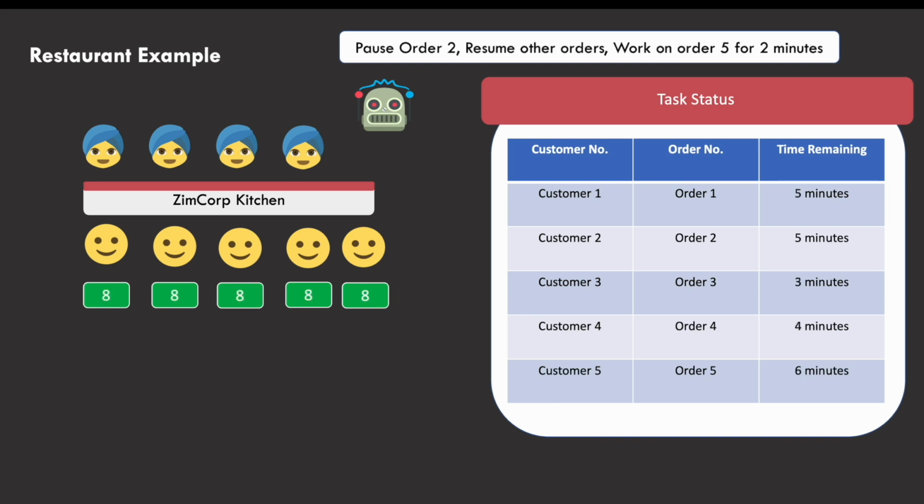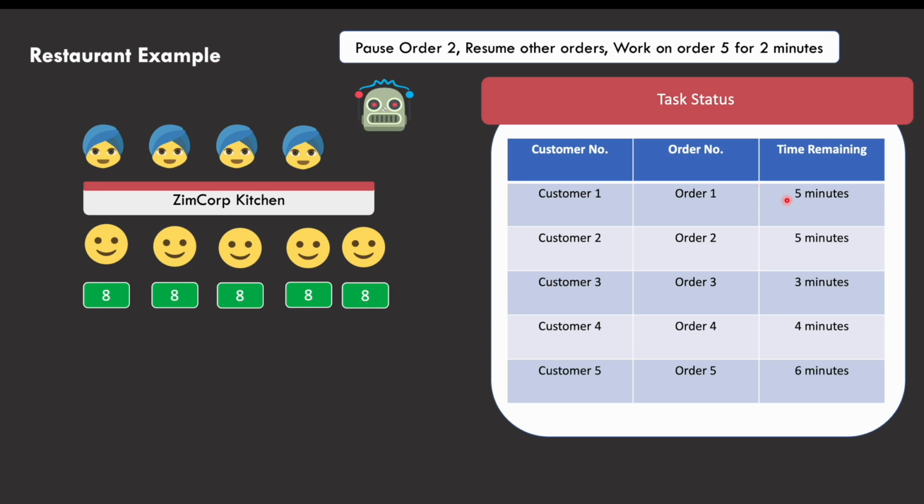Next, the scheduler tells chef 2 to pause order number 2. The others can keep happening, as in like order number 1, 3 and 4 can keep running, and the scheduler orders the chef to work on order 5 for 2 minutes. So pausing order number 2, work on order number 5, right?